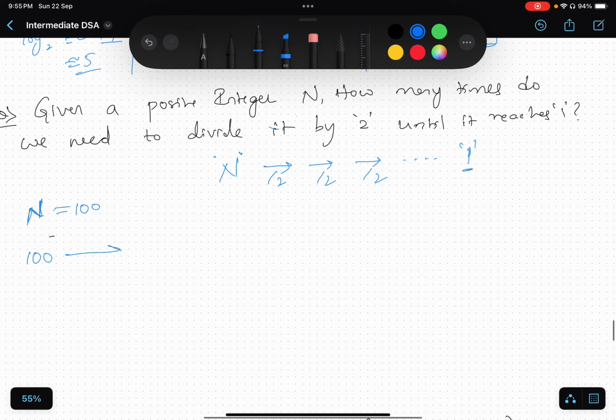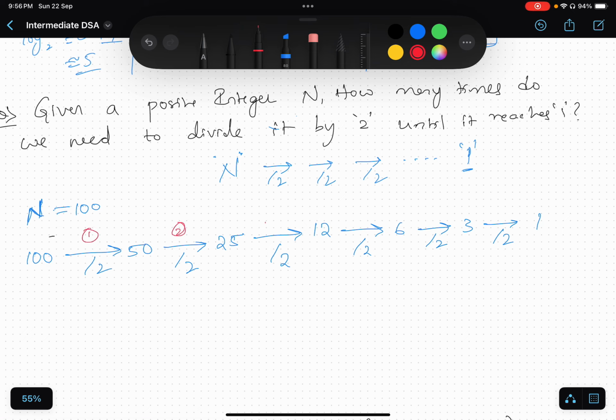So you take 100. For the first time, if you divide it by 2, it is 50. Again you divide it by 2, it is 25. Divide it by 2, you cannot write 12.5, you have to write 12. I think everyone is aware of these basic mathematical operations in coding. And again divided by 2 is 6, divided by 2 is 3, divided by 2 is 1. So how many times did I divide by 2? 1, 2, 3, 4, 5, 6.